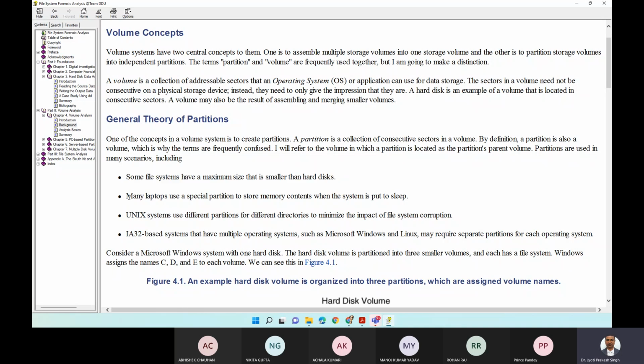Many laptops use a special partition to store memory content when the system is put to sleep, like hibernation. When we hibernate the laptop, from your operating system concepts the idea should immediately come to your mind that when the system is going into a long sleep, the total status of the system has to be maintained. That means which files were opened, which site was opened, which music was playing, what processes were running in the system, and so on. All this information has to be kept somewhere.